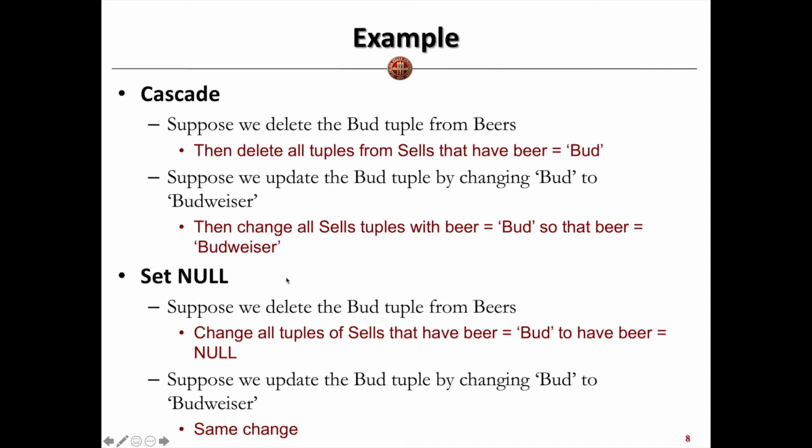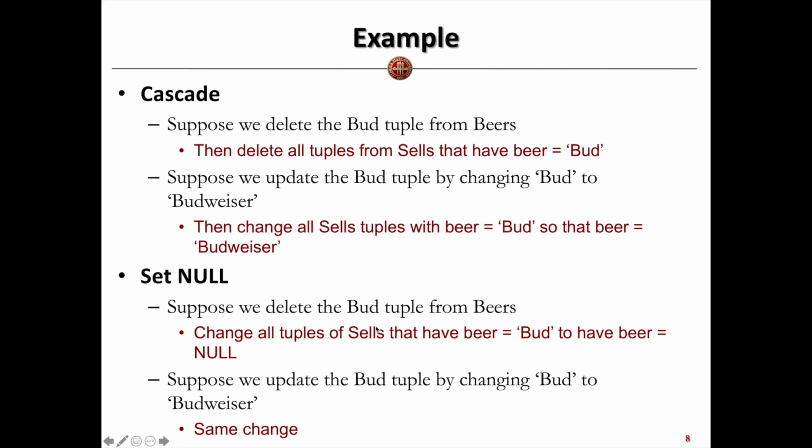For the set null, it will be very similar. However, we change the beers we refer to to null. Suppose we delete the 'but' beer from the beers table. According to the set null strategy, we also change all the tuples of the sales table which have beer equal to 'but' to have beer equal to null.